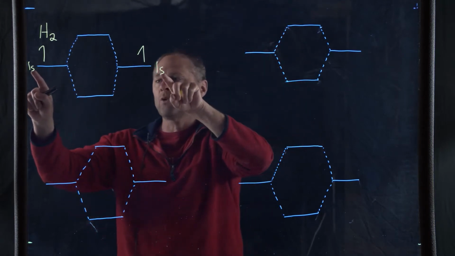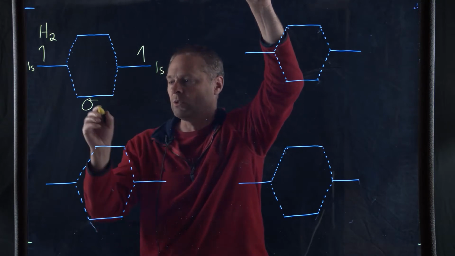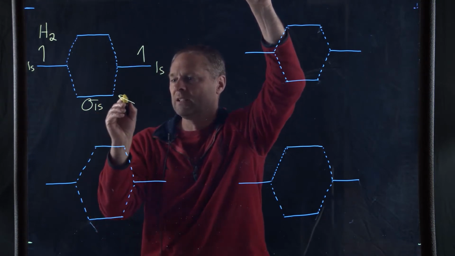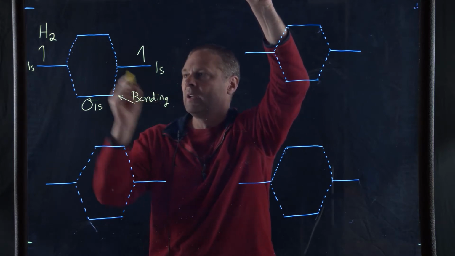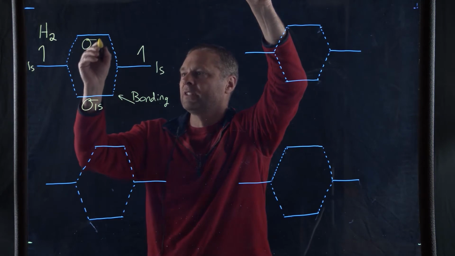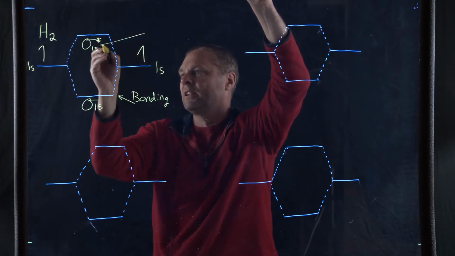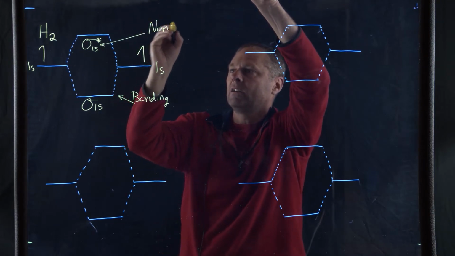Now those 1s orbitals are going to mix and they're going to produce sigma orbitals. This happens to be a sigma 1s. This is going to be bonding. And this up here is going to be the sigma star 1s. And this is anti-bonding.